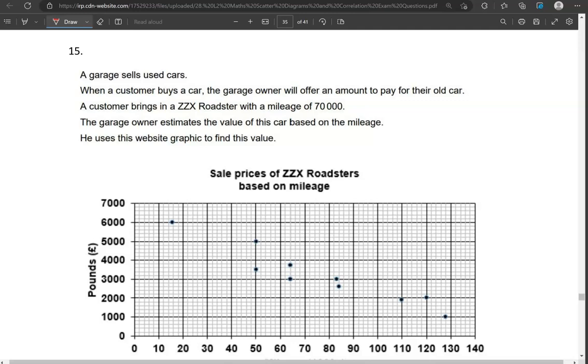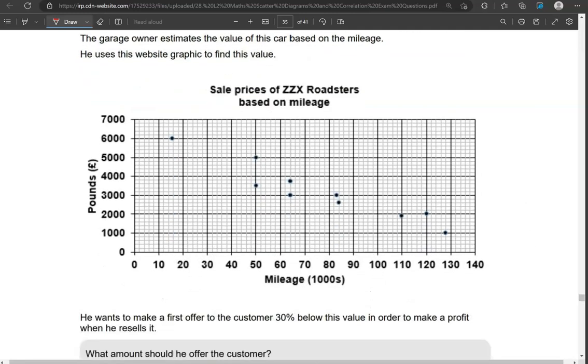The garage sells used cars. When a customer buys a car, the garage owner will offer an amount to pay for the old car. A customer brings in a ZZX Roadster with a mileage of 70,000. The garage owner estimates the value of this car based on the mileage. He uses this website graphic to find this value. He wants to make a first offer to the customer 30% below this value in order to make a profit when he resells it. What amount should he offer the customer?